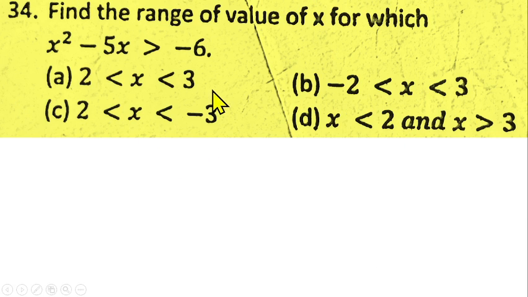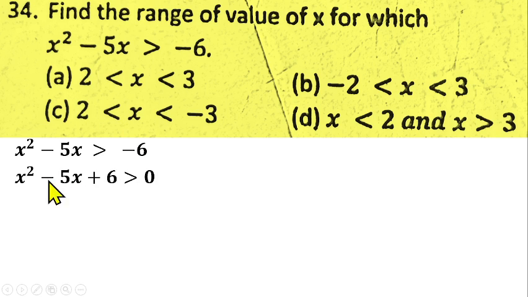Question number 34 is from inequalities, but in this case, quadratic inequalities. So in that case you have x squared minus 5x greater than minus 6. Take the minus 6 to this side, you have x squared minus 5x plus 6 is greater than 0. Then you can now use the method of solving quadratic equations to solve this. So we can use the factorization method here. So you look for two numbers that multiply together to give us 6, and when you add them together give us minus 5, and that should be minus 3 and minus 2.